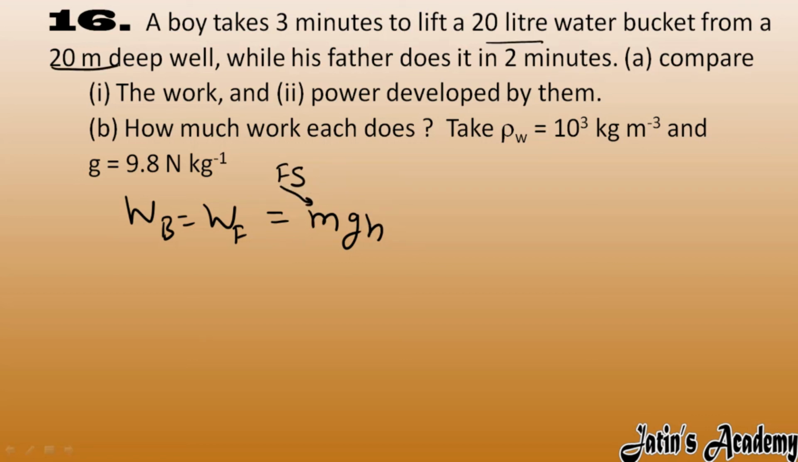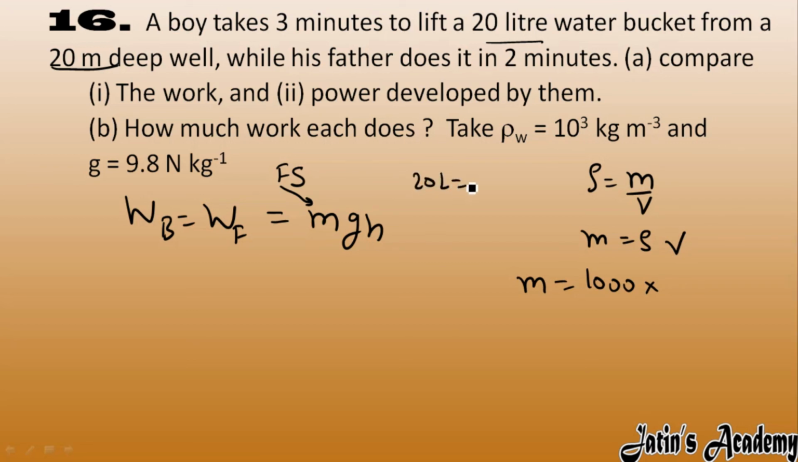Now let's calculate the value of mass. Here mass is not given. Volume and density are given. We know density is equal to mass per unit volume, so mass is equal to density into volume. Density is given as 1000 and volume is given as 20 liter. So 20 liter is actually 20 by 1000 meter cube.